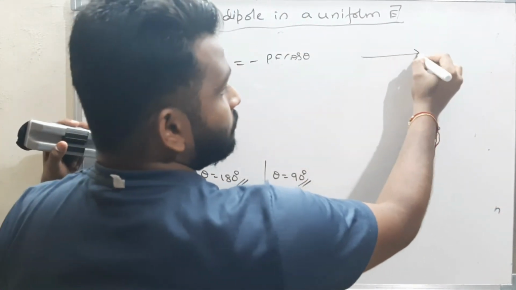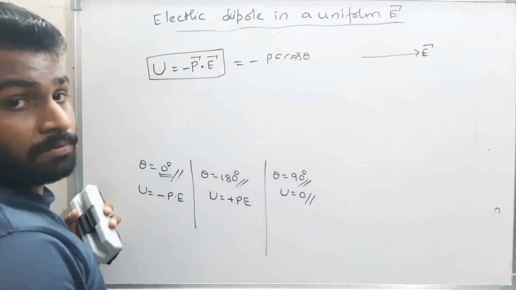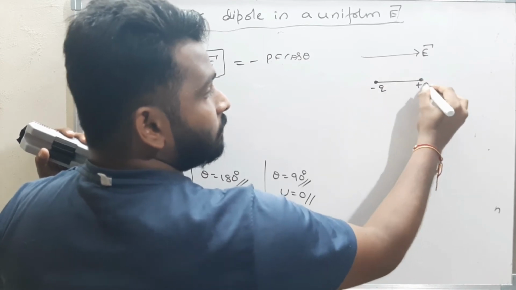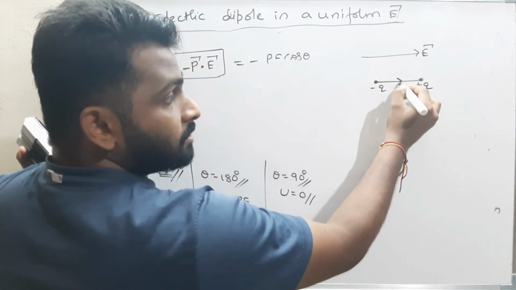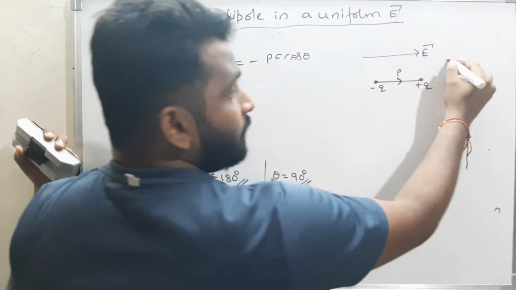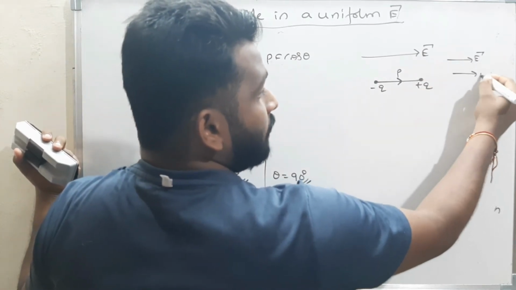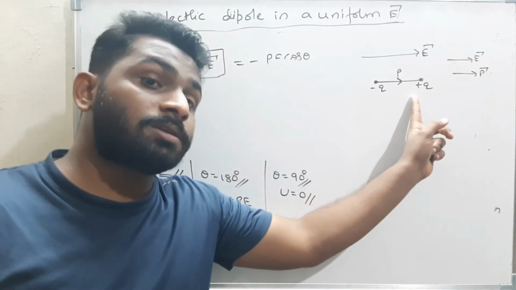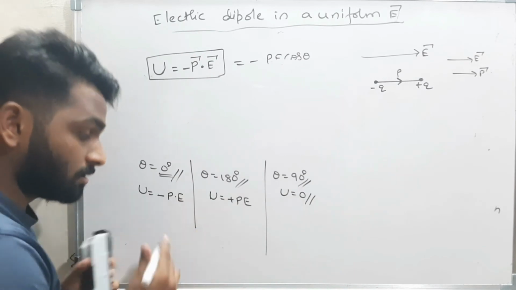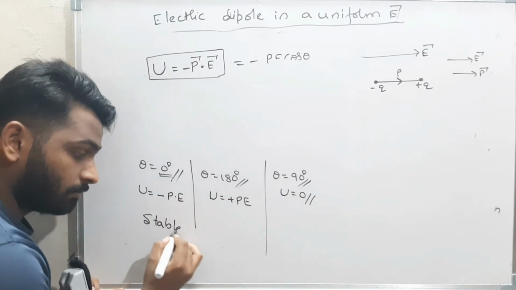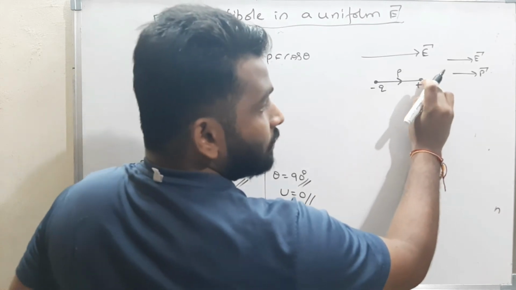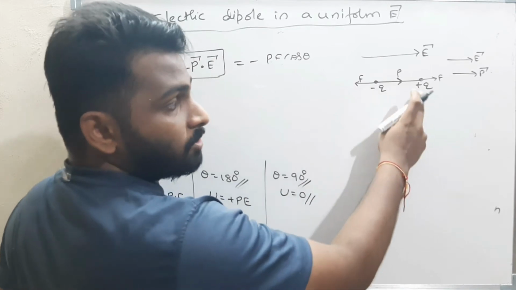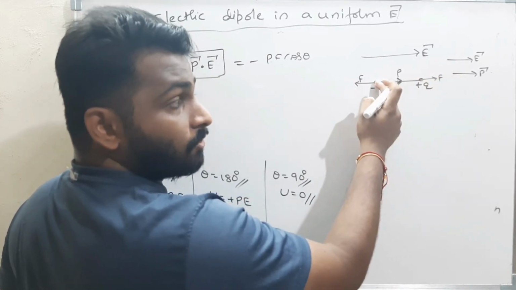Now see here, what is the meaning? There is an electric field, and now I place a dipole in this direction, minus q, plus q. This is the dipole direction. Therefore, E bar and P bar are both in the same direction. Therefore, the angle is 0. Then the potential energy is minus P. That means the body is stable. Now, if I move a little bit, see here, the force on this positive charge is in this direction, and the force on this negative charge is in that direction.